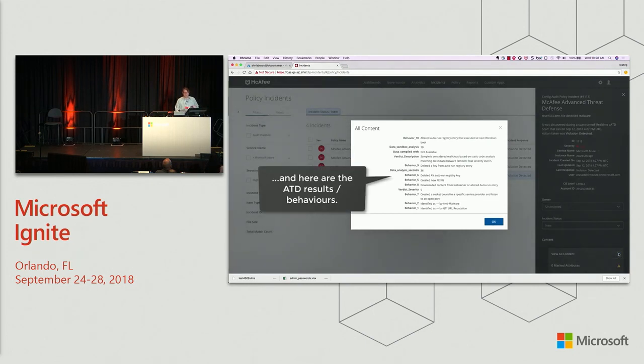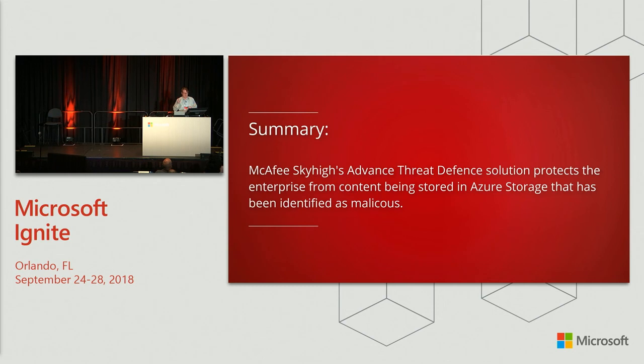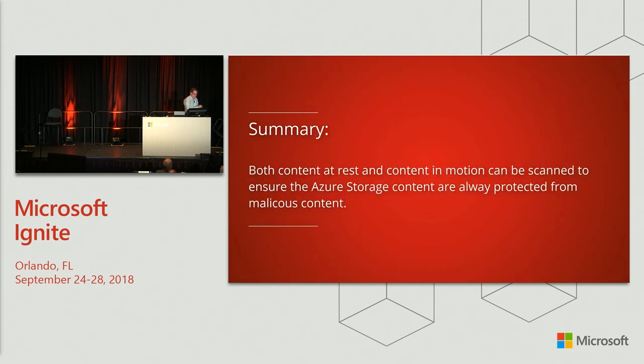So what's nice here is that once I've defined that policy and enabled it, I don't have to do anything about setting up a scan or a schedule or anything like that. From that moment forward, we're going to look at all the new data that's uploaded. So that way you're getting continuous protection automatically by turning on that policy and assigning it to the service. So both content at rest and content in motion, or data that's being uploaded, can be scanned.